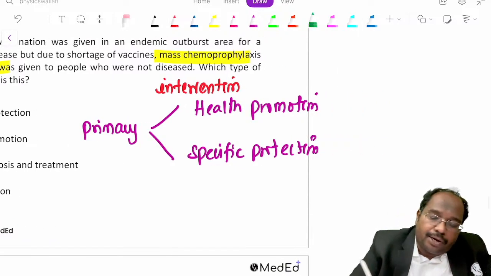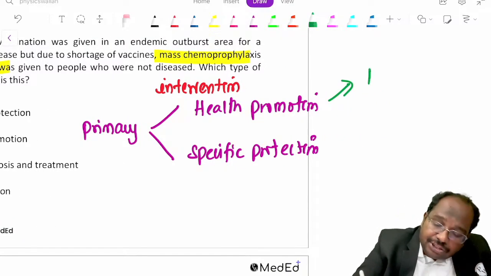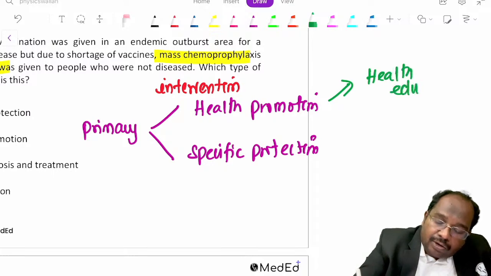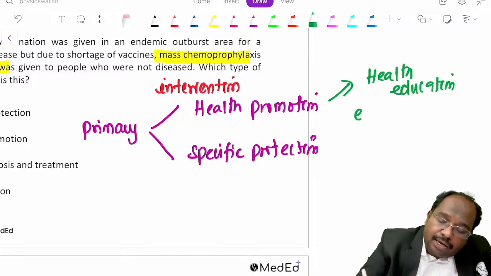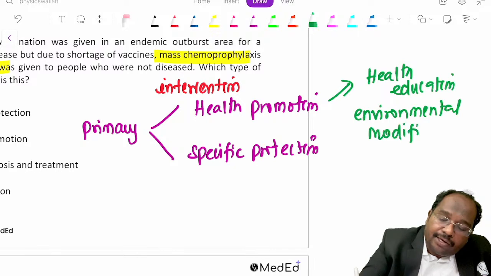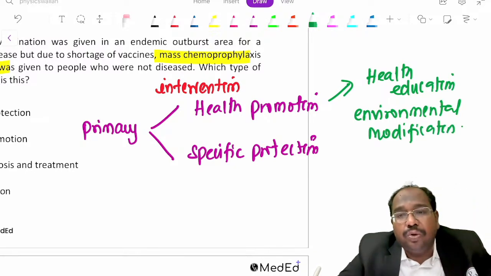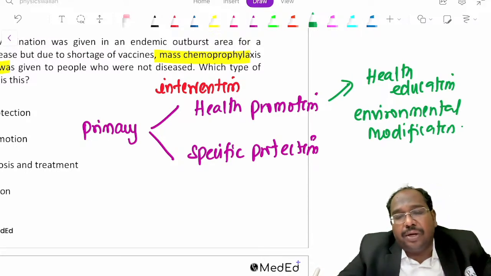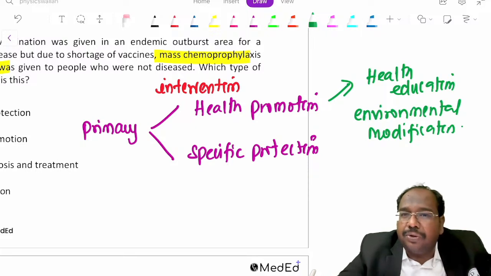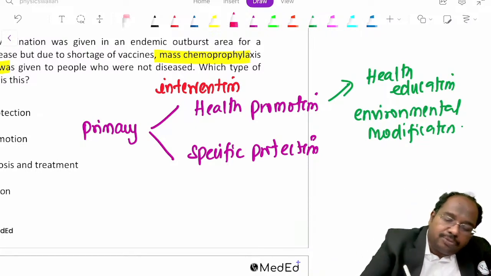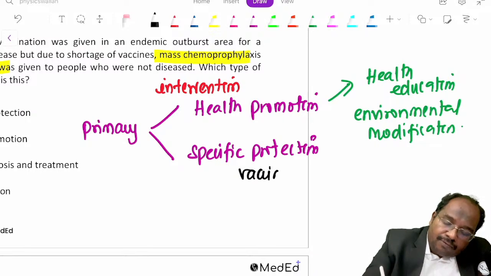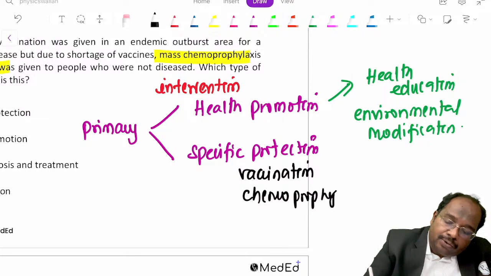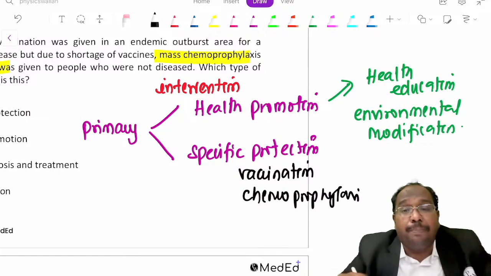For primary prevention, you can do health promotion and specific protection. Health promotion means you can give health education, go to children, environmental modification, avoidance of water stagnation, lifestyle modification, and nutrition intervention. Specific protection: vaccination, chemoprophylaxis. So all you can do. This is for primary prevention, guys.